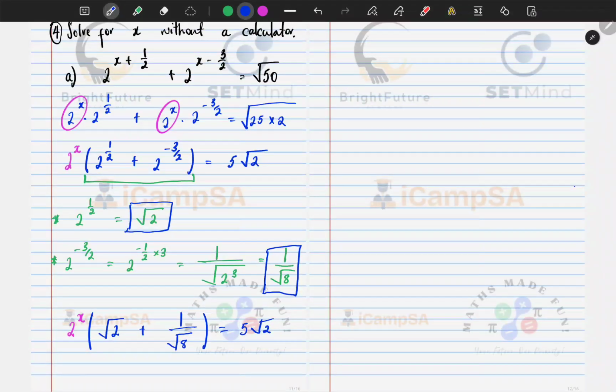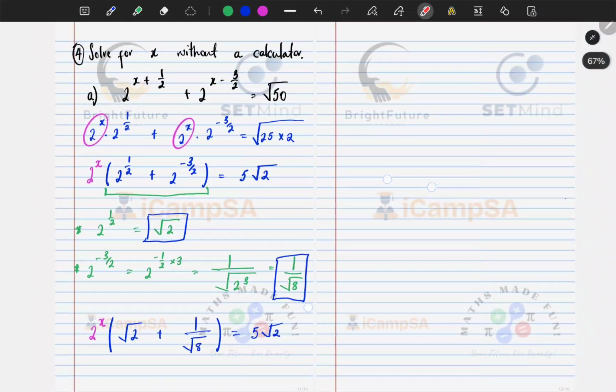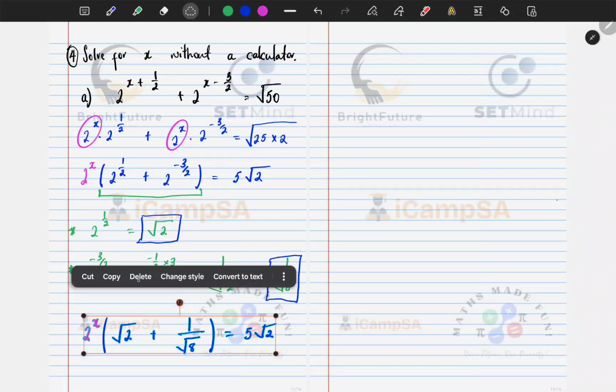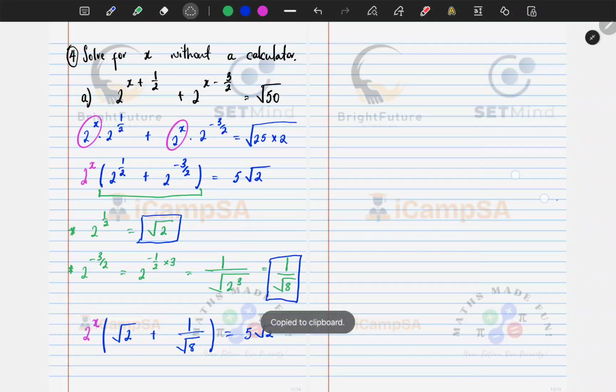Now we need to simplify your root 8. So your root 8 is the same thing as 4 times 2, right? So let's go ahead and do that. Your root of 8 is the same thing as root of 4 times root of 2.